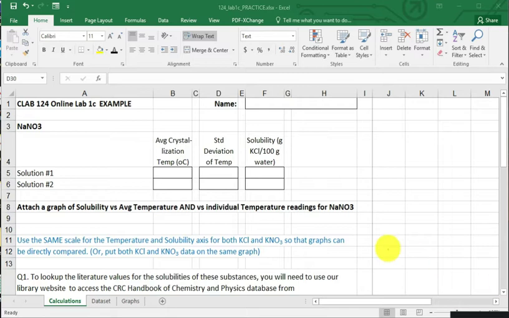So notice this is an example. I've changed the solute that we're using, and I'm going to change the data. It's a much simpler form, but you can use what we're talking about on the data set you're given and the tasks you're given to compare. So I first want to look over at the data set. This is going to ask me to find the average crystallization temperature, the standard deviation of the temperature, and the solubility. This is no longer KCl, it would be NaNO3.